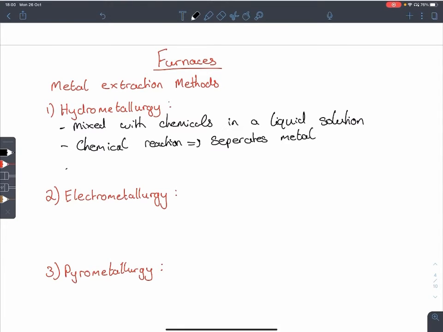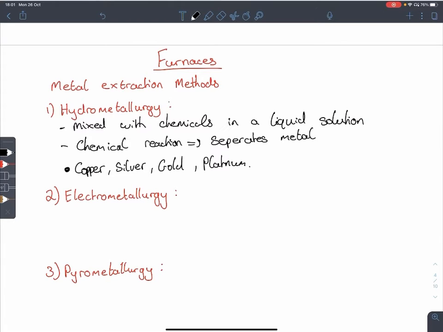Now this type of metal extraction works with copper, silver, gold, and platinum. And that is called hydrometallurgy.